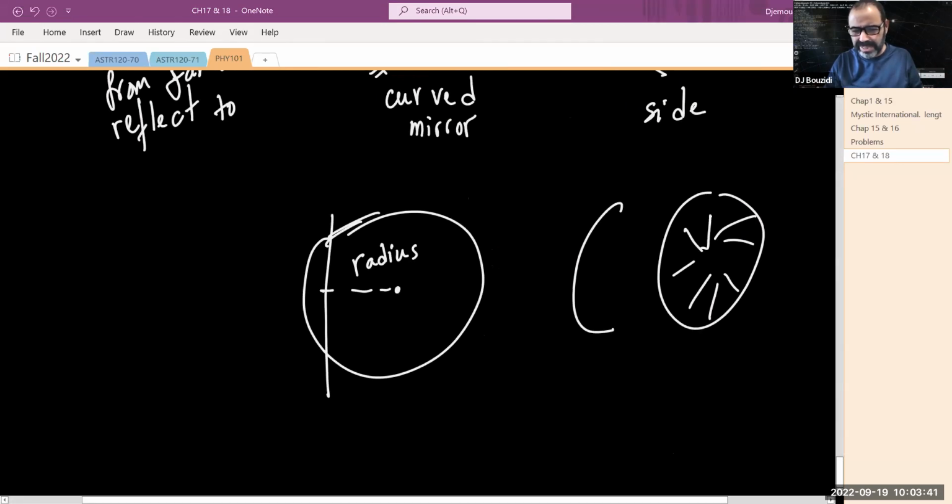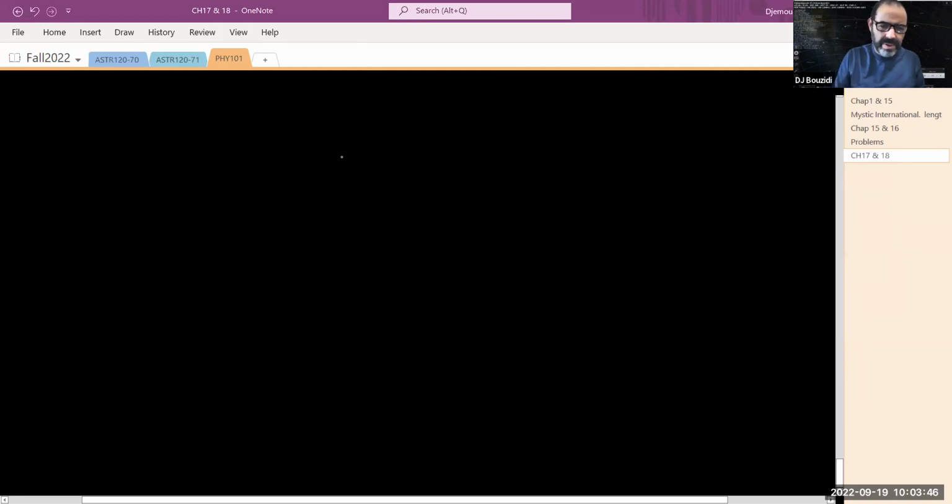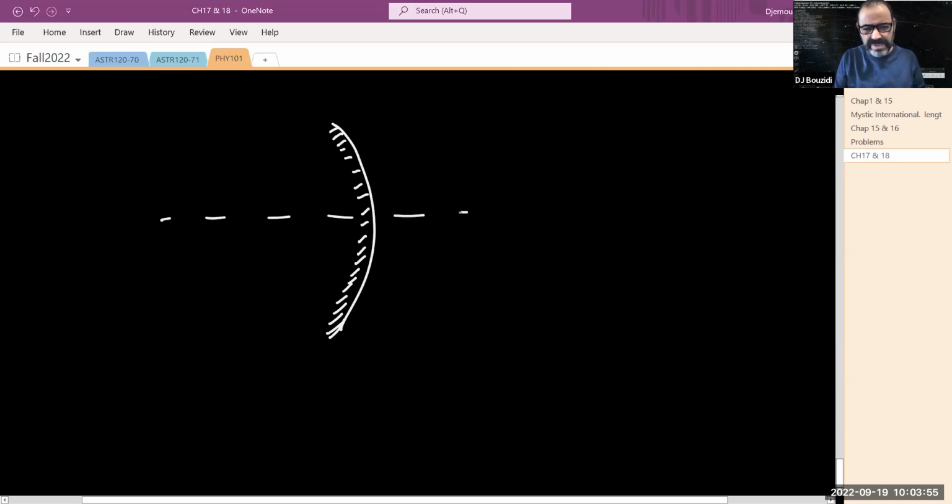For the convex mirror, it's different. So here is the convex mirror. Now the coated area is actually on the inside. Again, this is the axis of symmetry. If you have an object in here and you throw a ray in, obviously here is what it looks like. So now here is the normal, and the ray will be reflected in this direction. So it appears as if it's coming from here.